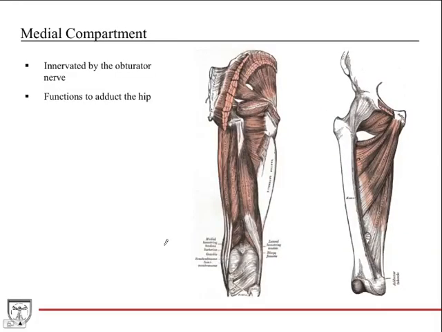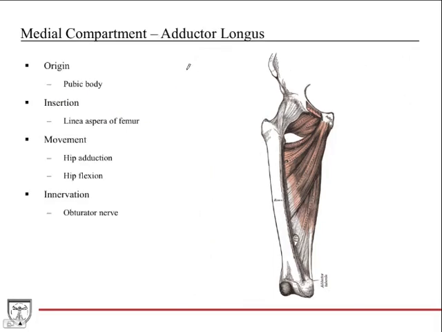So now the third and final compartment, the medial compartment. This compartment is solely innervated by the obturator nerve, and the only function really is to adduct the hip, so pull the hip closer to the midline. So adductor longus is the first muscle we're going to talk about, and it's this big sheet-like muscle, as you can see here, and it originates here from the pubic body.